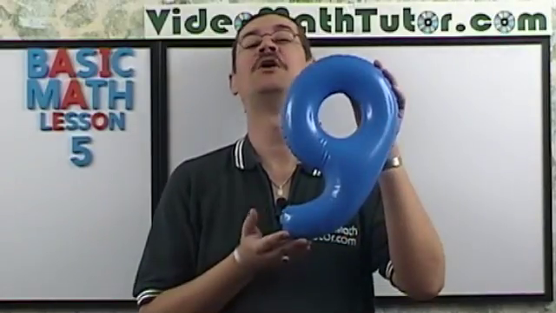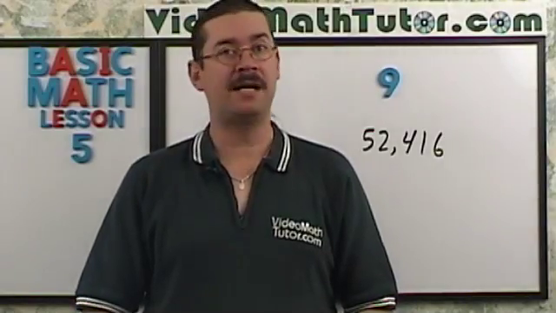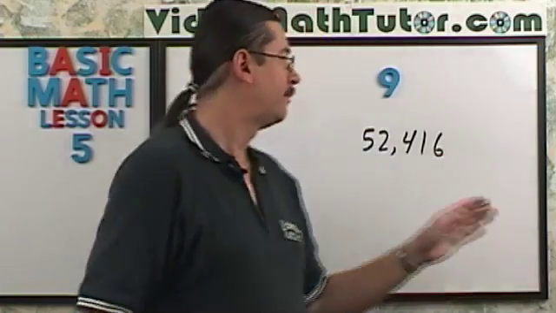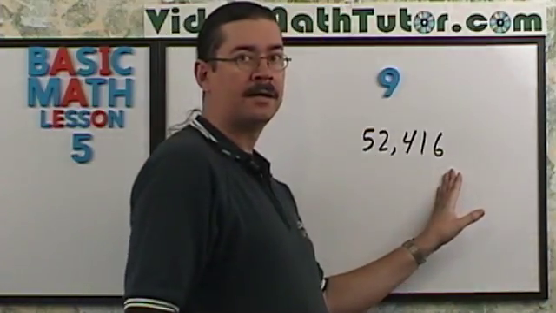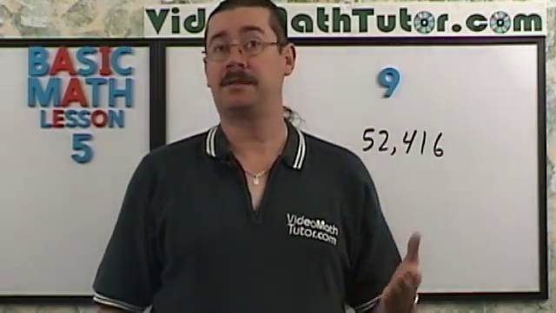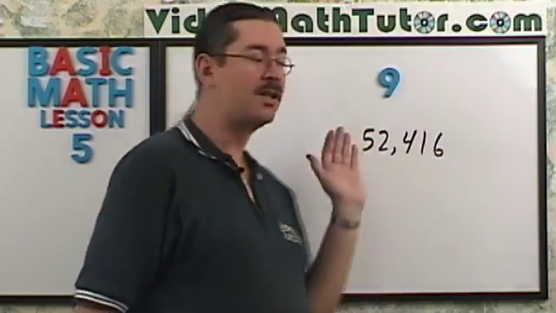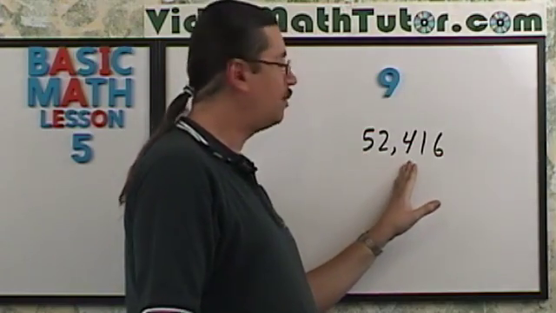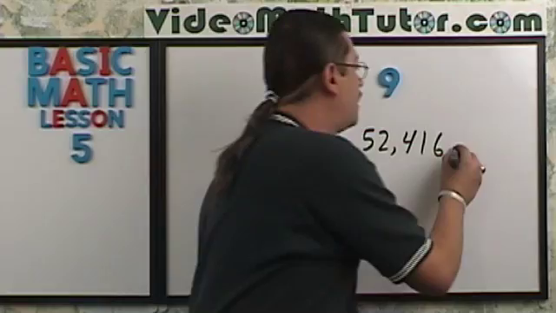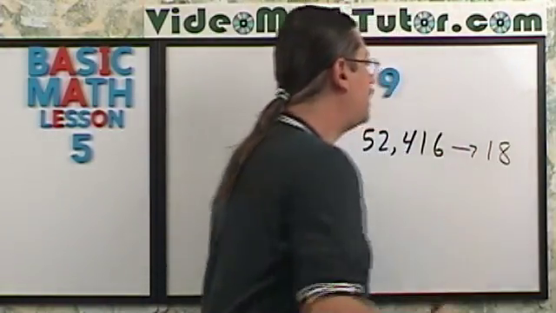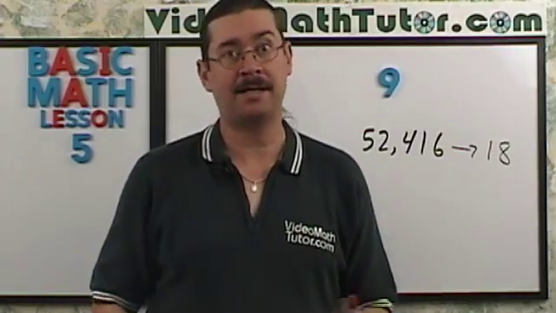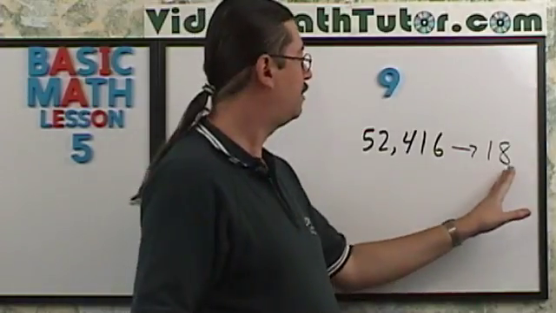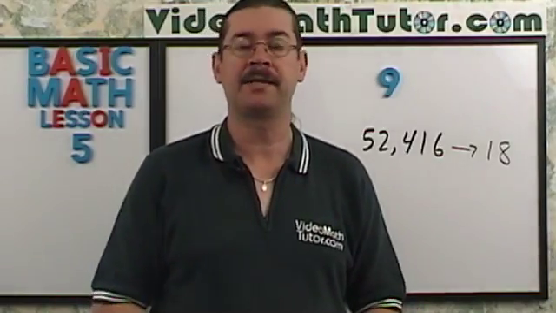Numbers divisible by 9. The divisibility rule for 9 is just like the one for 3. You take the digit sum, and if the result is a number that 9 will go into, then the original number will also have 9 as a divisor. So if you go 5 plus 2 plus 4 plus 1 plus 6, that digit sum is 18. And 9 will go into 18. Again, if you're not sure, just do the digit sum again. 1 plus 8 is 9, and 9 will go into 9. So it's actually a very straightforward rule.